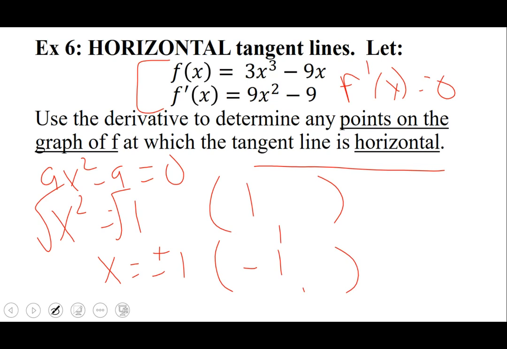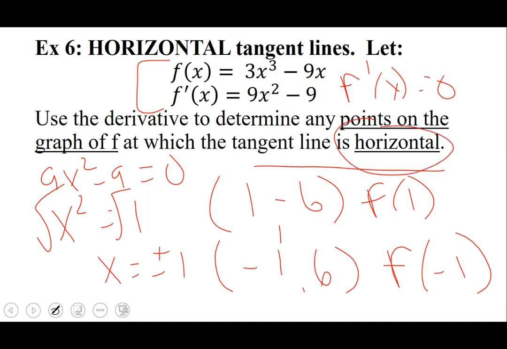One of those is at the point 1 comma something, and to find the something, plug the 1 back into the original. To find the second something, plug the -1 back into the original. And if you do that, you get the point (1, -6) and the point (-1, 6) as the 2 locations where there are horizontal tangent lines. And again, think what this would look like. This is a polynomial, a cubic with end behavior down, up, which means it's going to look something like this, which means you're going to have one horizontal tangent here, and you're going to have a second horizontal tangent here. One, of course, is the max, and one, of course, is the min.